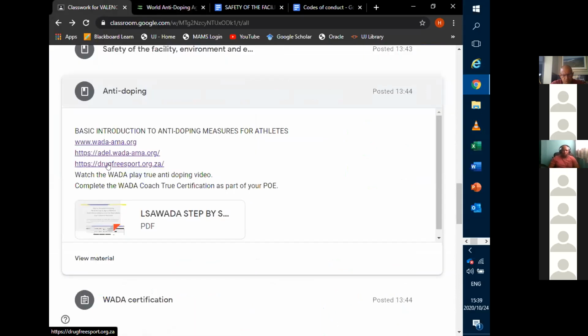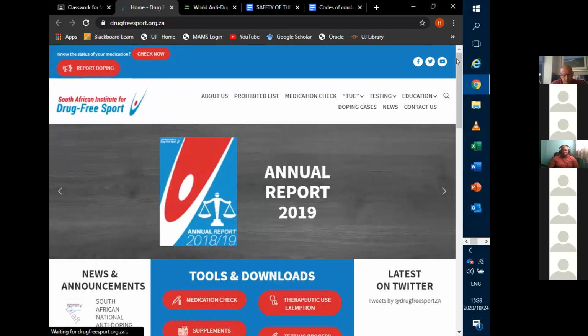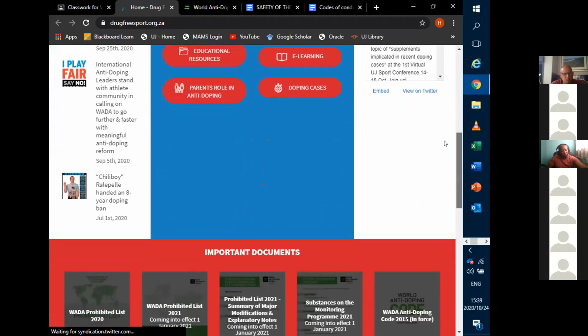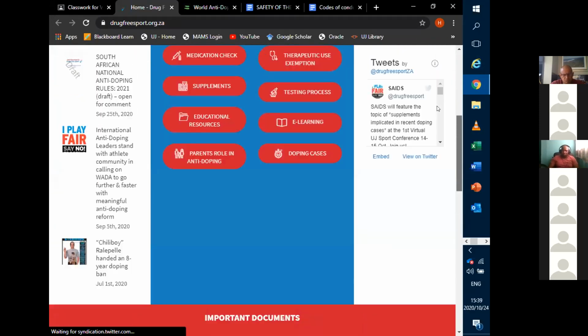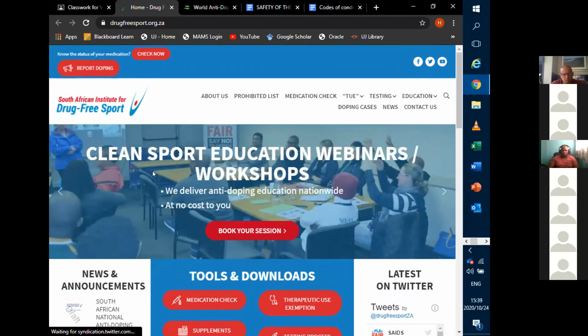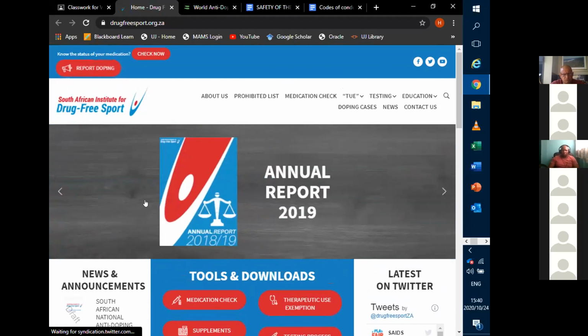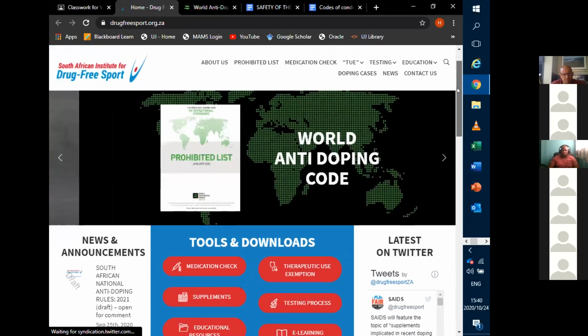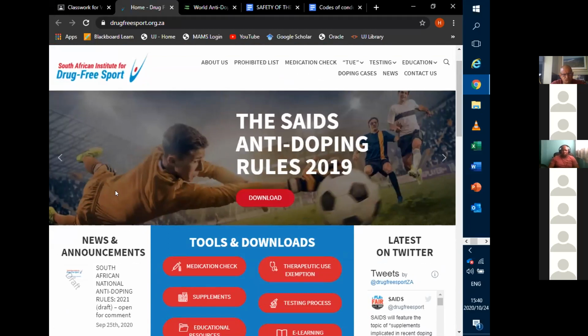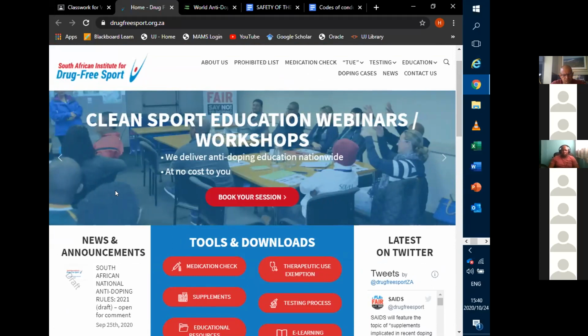The other one is Drug-Free Sport. And this is something that all of you should have downloaded on your phones. They have got an app that you can download, but this is basically the South African Anti-Doping Agency, SAIDS. The nice thing about this is if you want them to come to your club to do a seminar or to do a little workshop on anti-doping, they will come and they do this.